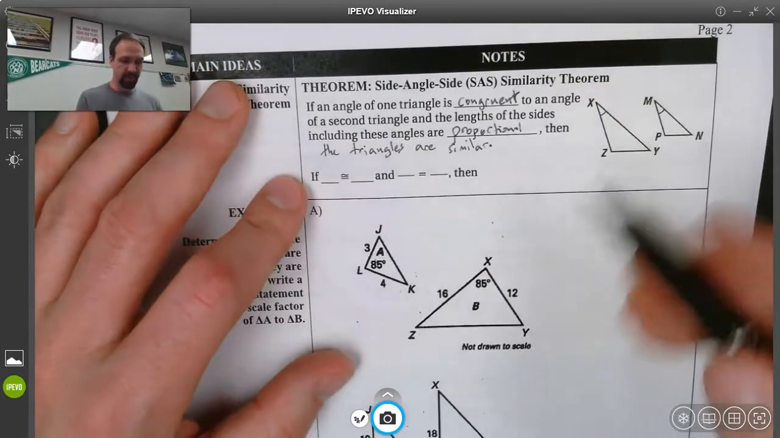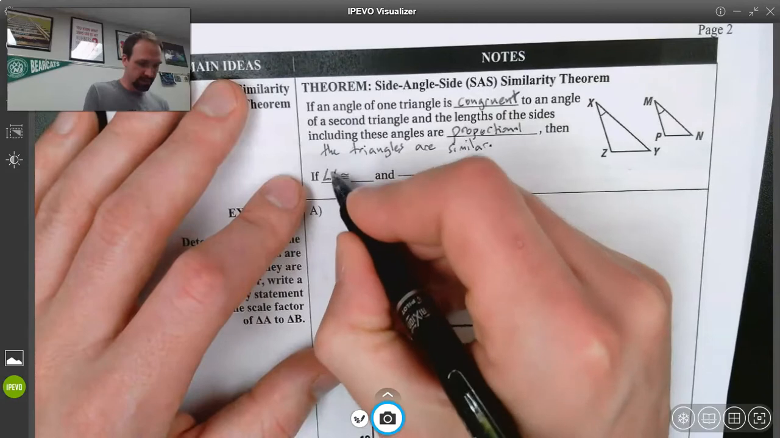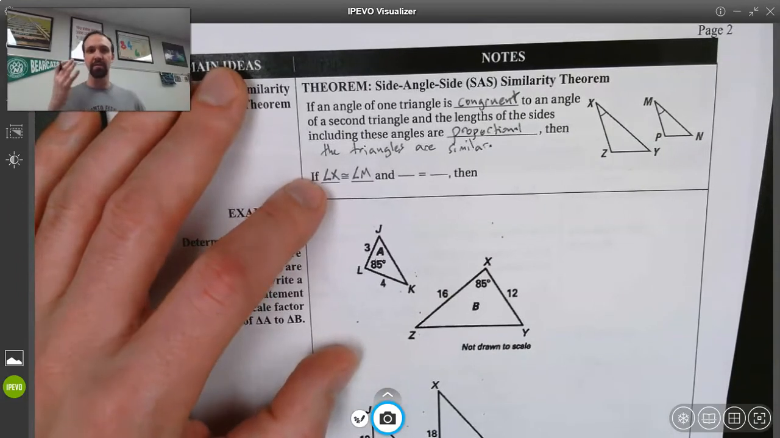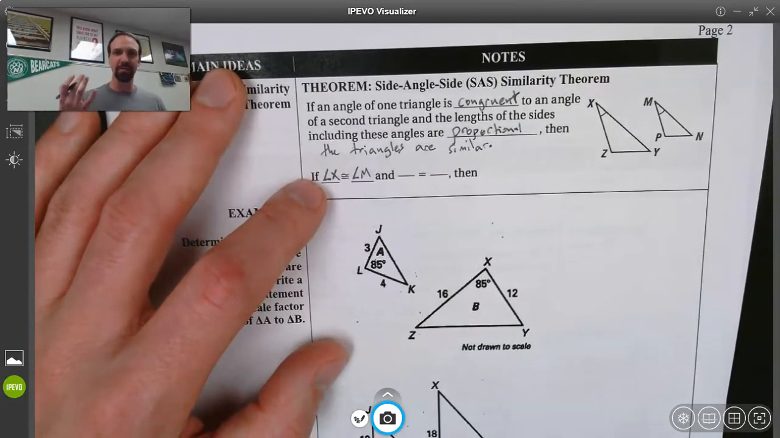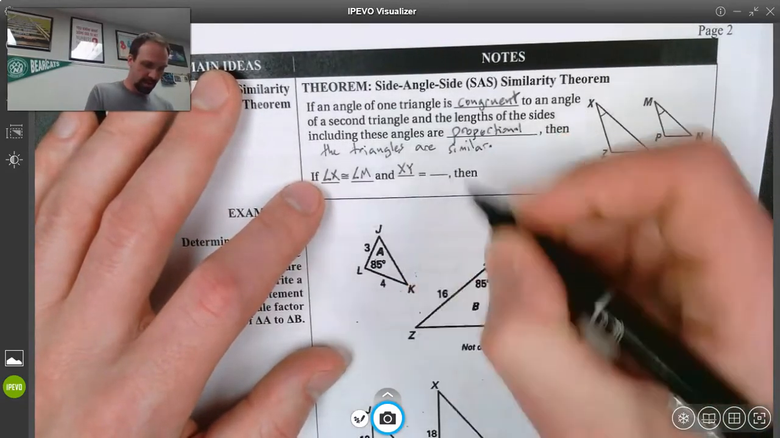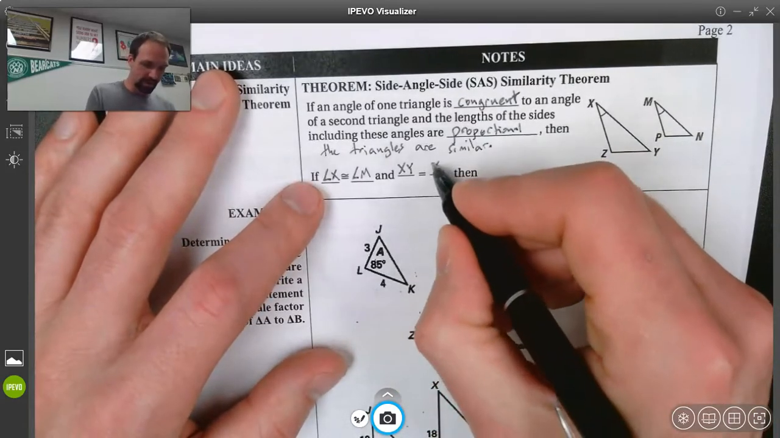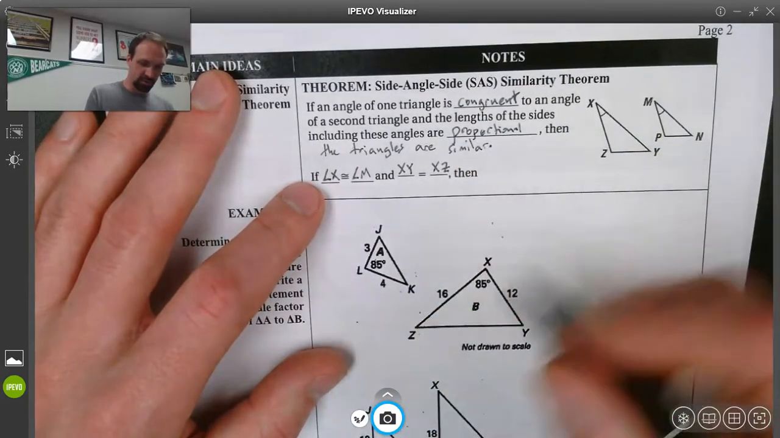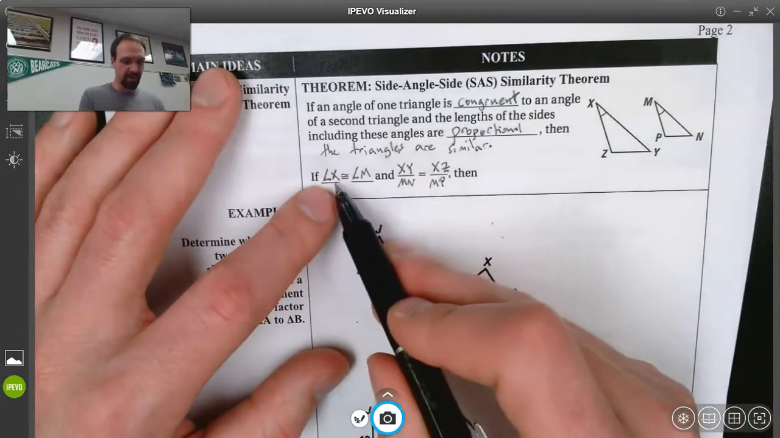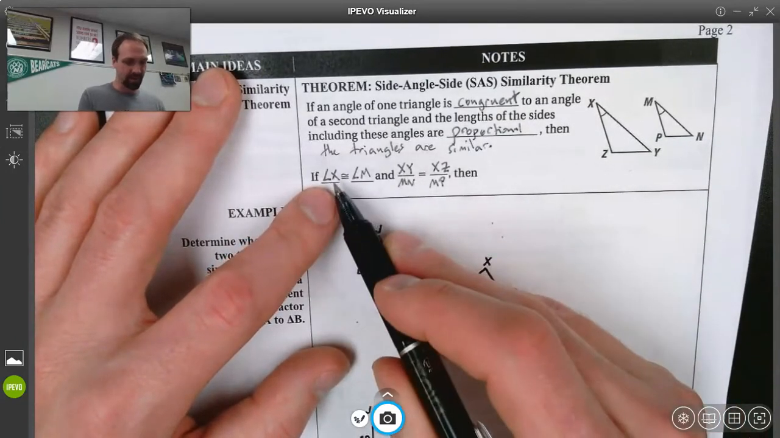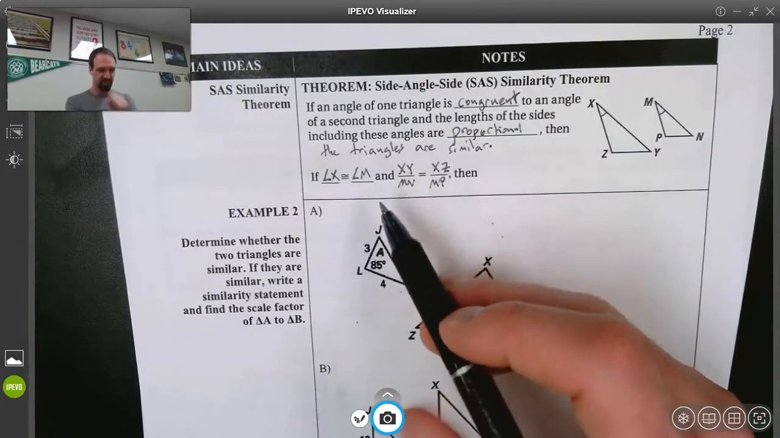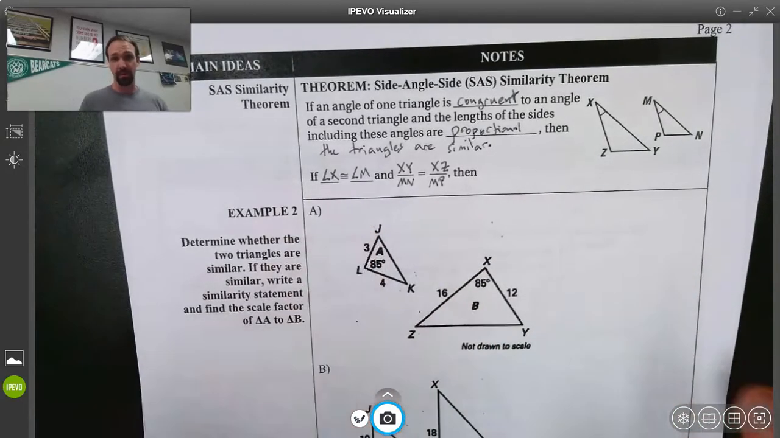So for this one, I have angle X is congruent to angle M. And so I have to use the two sides that include X and M. So XY and XZ are proportional to MN and MP. So notice that this angle X has to appear in both of the proportions, and M also is in both. So you need to have both parts.